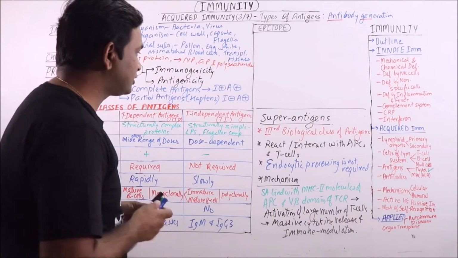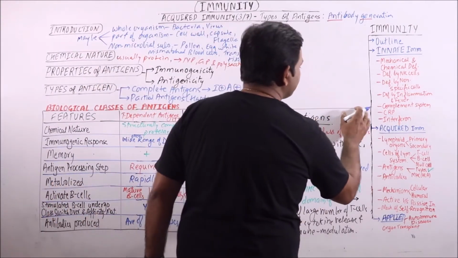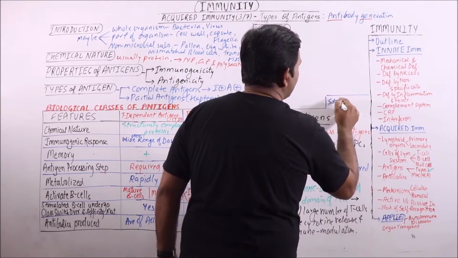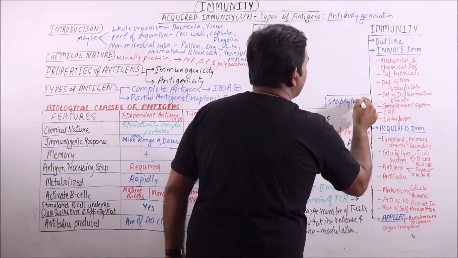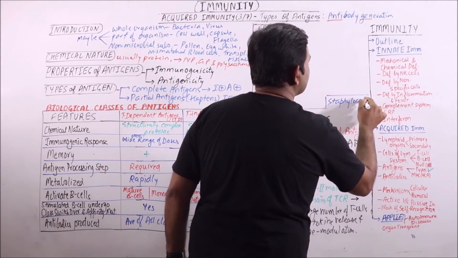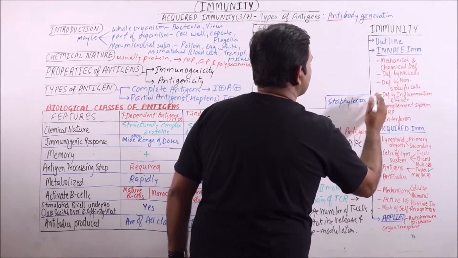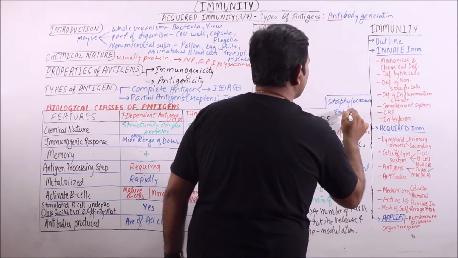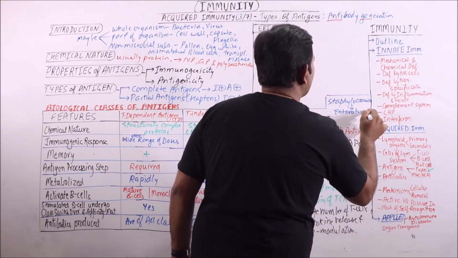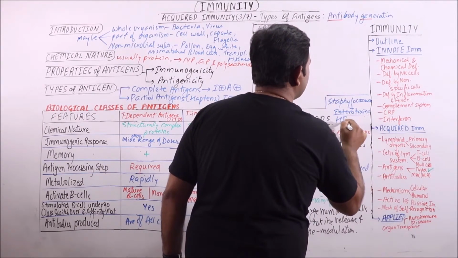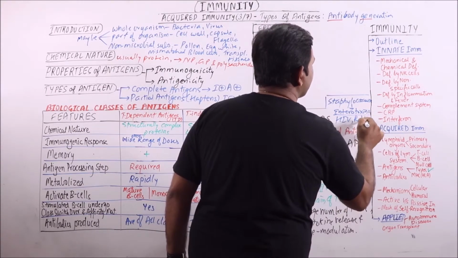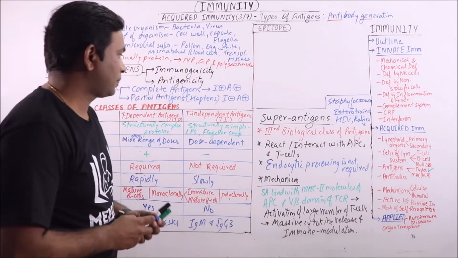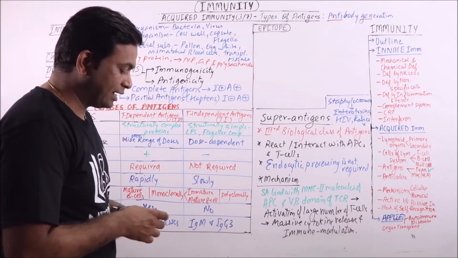Now examples of such super antigens are Staphylococcus, which secrete enterotoxins, then HIV, rabies virus. These all are examples of super antigens.